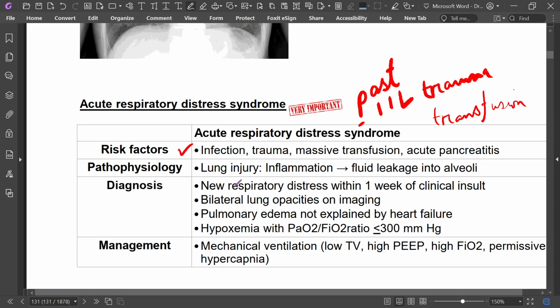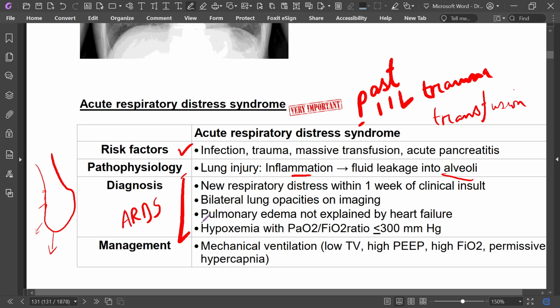What is the pathophysiology here? There is lung injury, inflammation and fluid leakage into the alveoli. Suppose this is an alveolar sac; if there is fluid leakage into the alveoli, it may cause ARDS. For ARDS, you have to remember the four things.